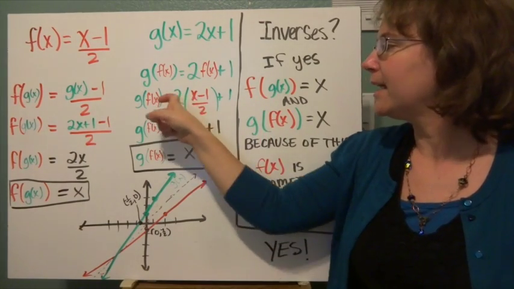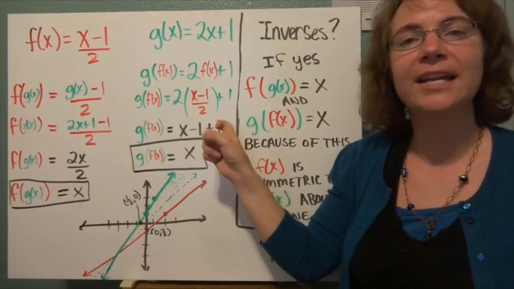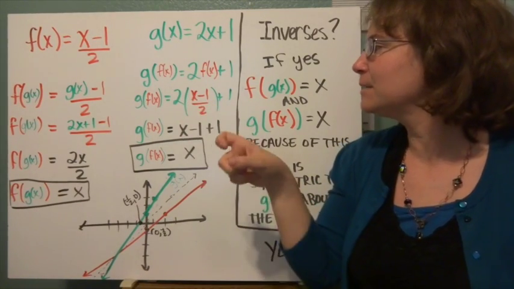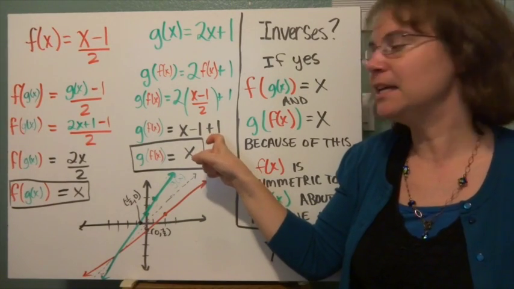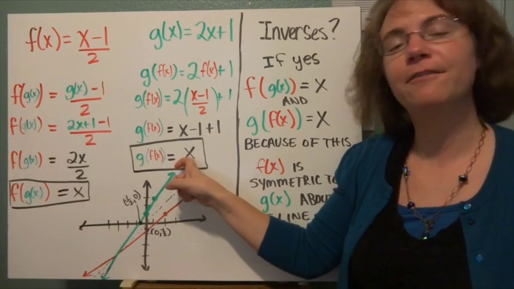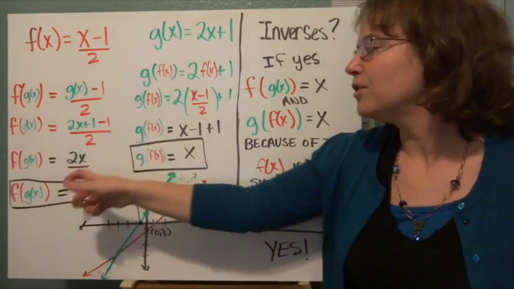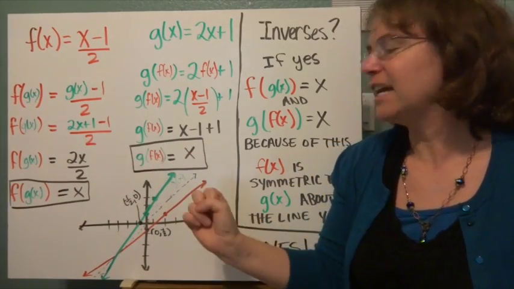So when I'm multiplying here, I have 2 over 2, which gives me a 1. And then I just have x minus 1 plus 1. Minus 1 plus 1 gives me a 0. And I have g of f of x is equal to x. So these functions undo each other to give the identity.